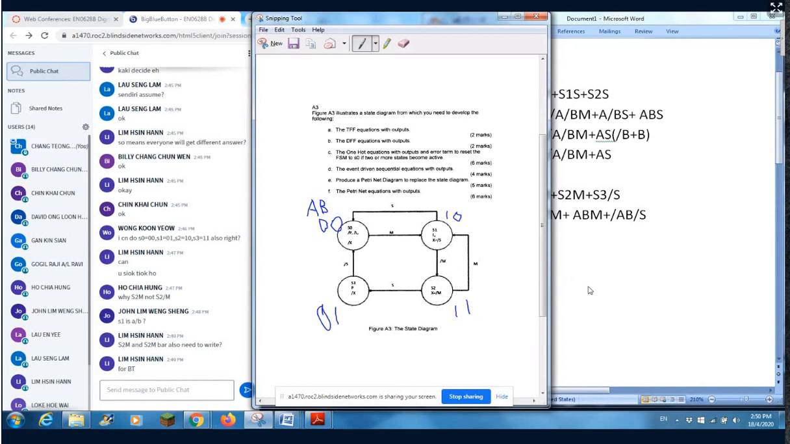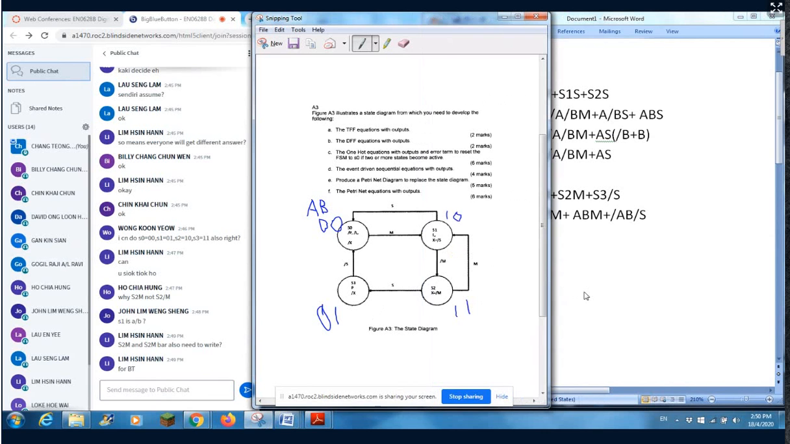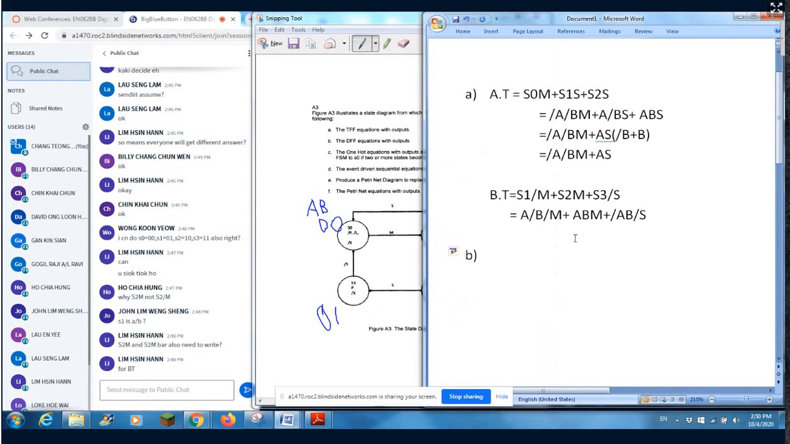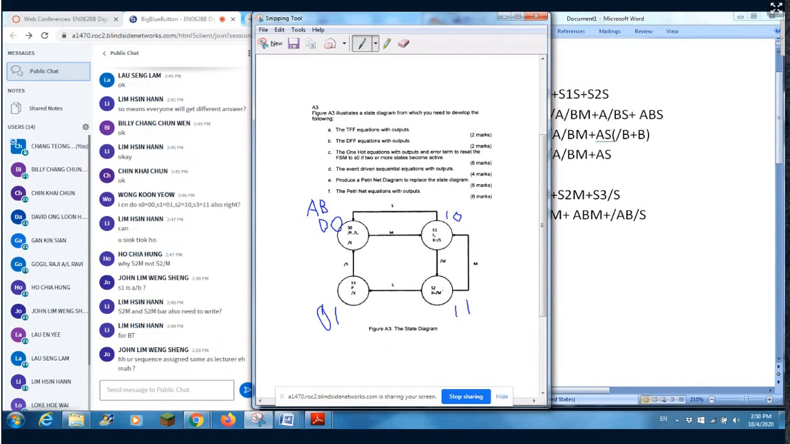Okay, S1 is AB bar, yes. Yeah, just now I made a typo. S2M and S2M bar also need to write. Really? Or BT. No, S2M only because the arrow goes up. Okay, there's no S2M bar. Because this is a T flip-flop, we just look for 1s to 0 and 0s to 1 only.